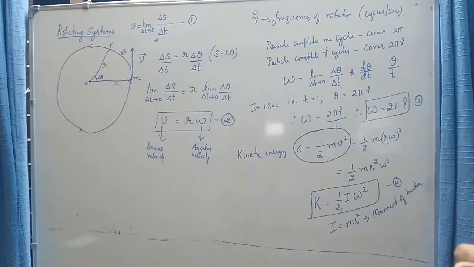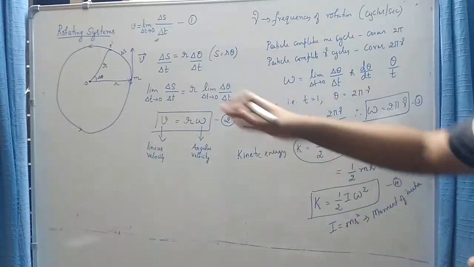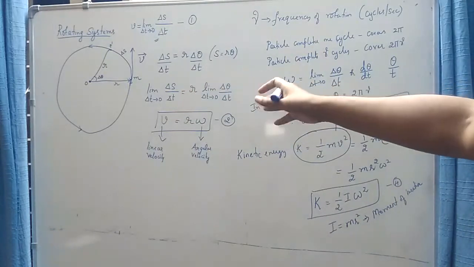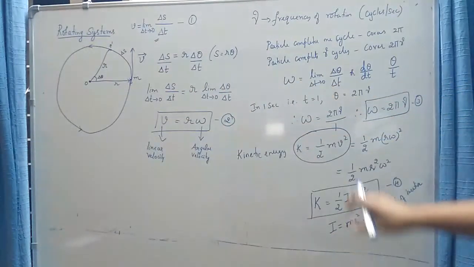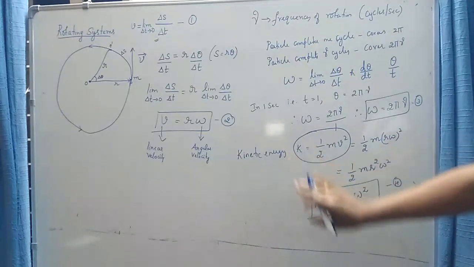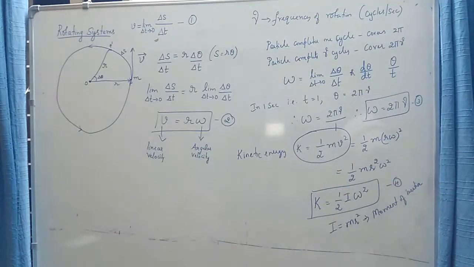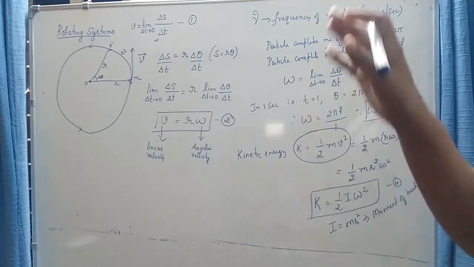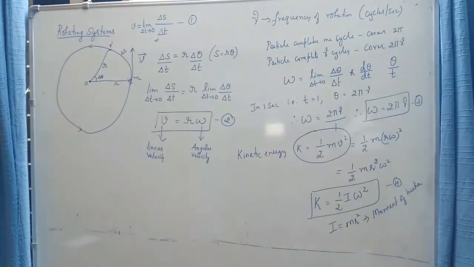So we see that for every physical quantity in linear motion, you have an analogous or corresponding physical quantity in rotational motion. For example, the linear velocity is replaced by angular velocity, and mass is replaced by moment of inertia. Similarly, the linear kinetic energy is replaced by the rotational kinetic energy. So this is about some simple physics related to a single particle rotating about a point O.